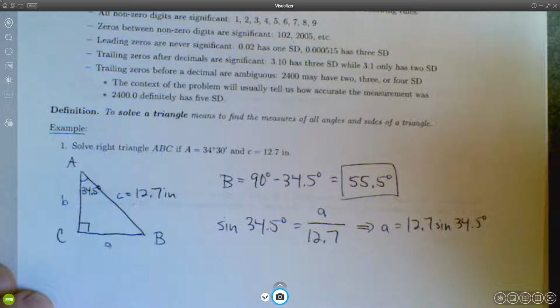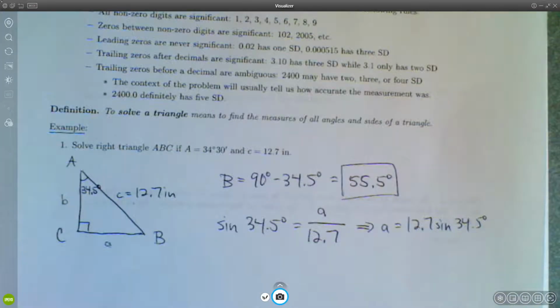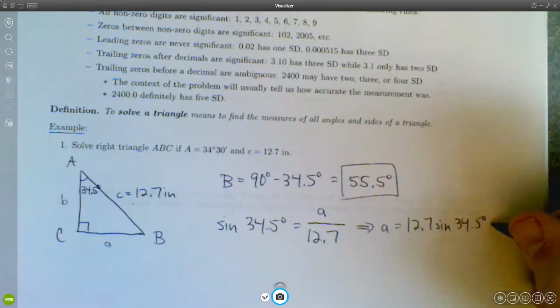And let's see about how much that is. 12.7 times 34.5, or sorry, 12.7 times sine of 34.5 degrees. To 3 significant digits, this would be approximately 7.19 inches. Okay. So that's side A. And then side B.